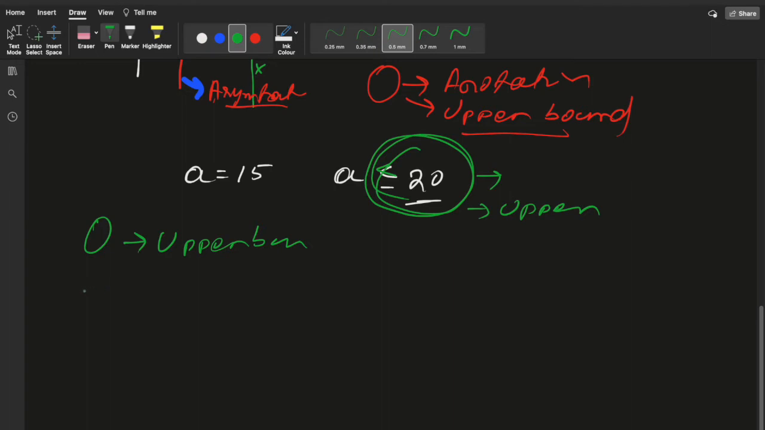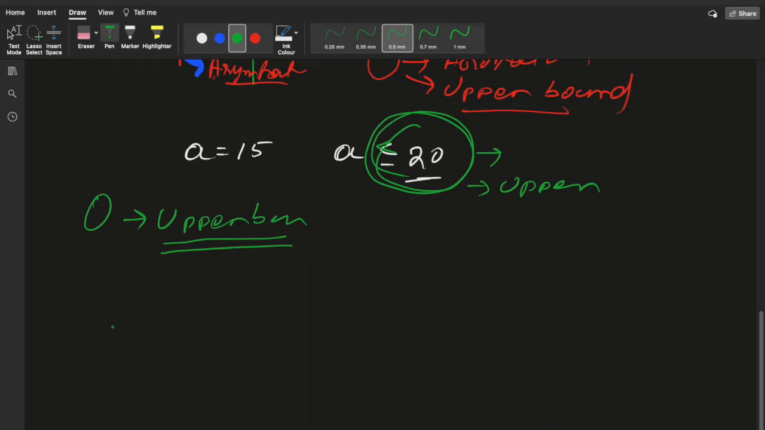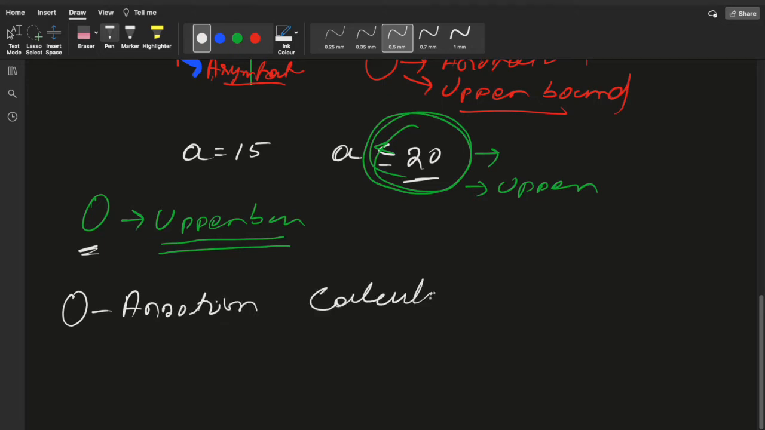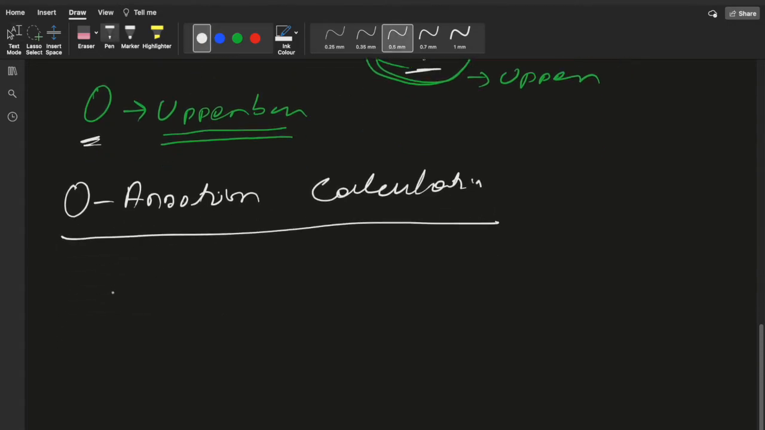In computer science we analyze the time complexity with the upper bound value. We always take one hypothetical time and calculate the upper bound. So let's check how we can calculate this Big O notation. Big O notation calculation. How can we calculate it?